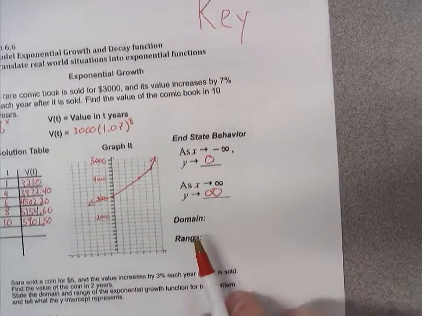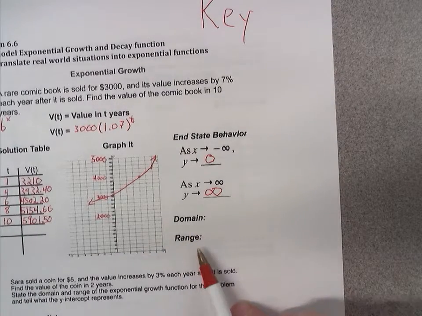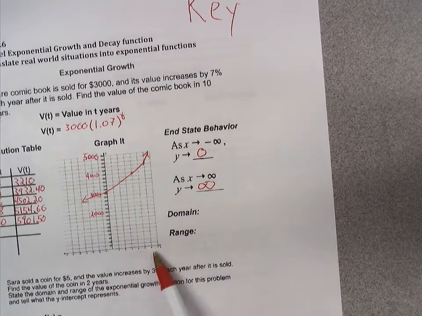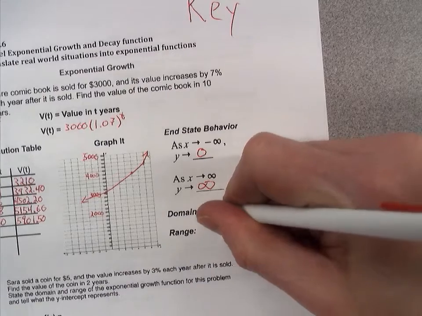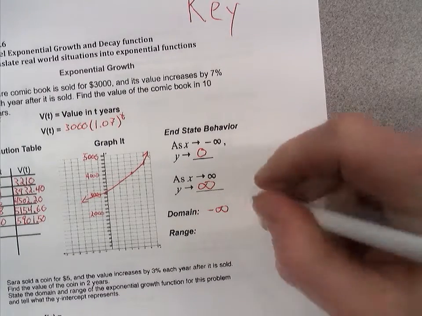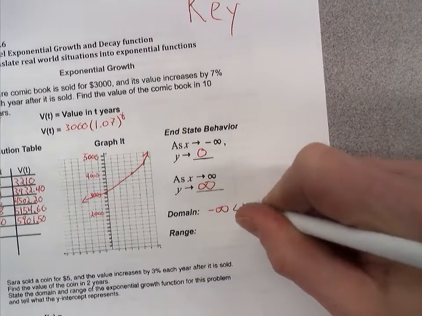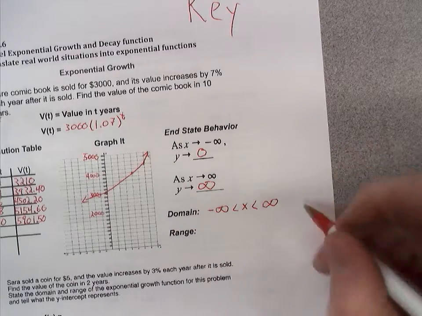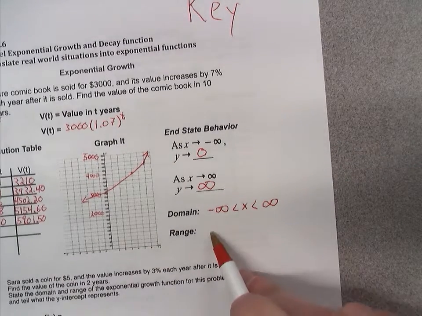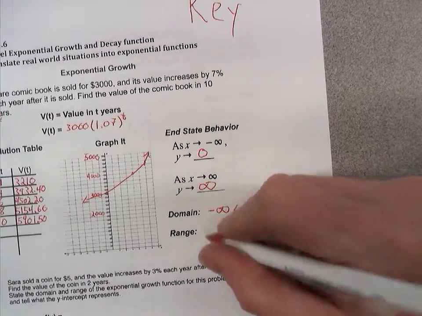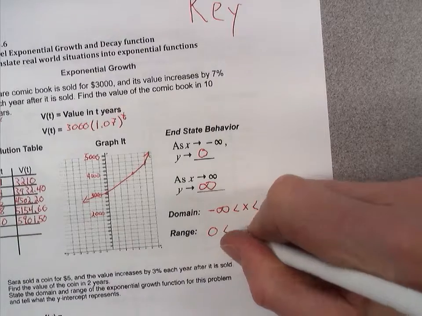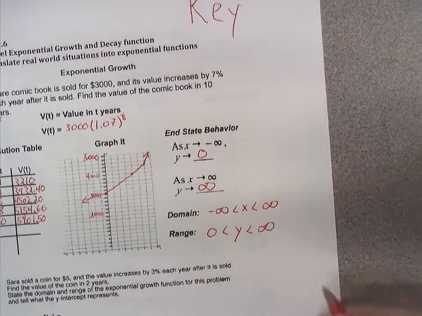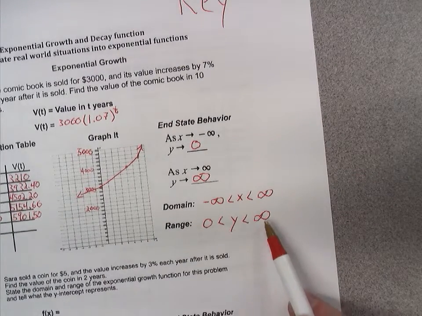Okay? So now we want to talk about domain and range. What are the domain and the range of this graph? Okay, so domain, again, is always the x values. And so it is negative infinity is less than x, and x is less than positive infinity. Okay, because it can go in those directions. The range, then, is going to be as it approaches negative infinity, it's going to be 0. So y is greater than 0, but always less than infinity. Can't really go beyond infinity, so it's going to be less than infinity.